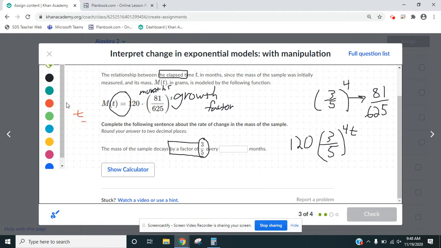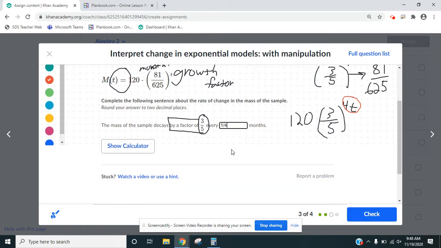So what does it mean then, now that the exponent is not a fraction, but a whole number there? It means it happens 4 times in a month, which means it happens once a quarter of a month, right? So we're just going to flip it. If something happens 4 times in a cycle, we could say it happens every 1/4 of that cycle, right? So now this is saying 4 times in a month. It happens once every 1/4.